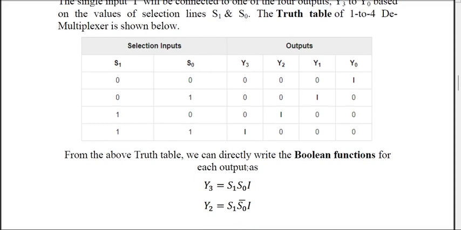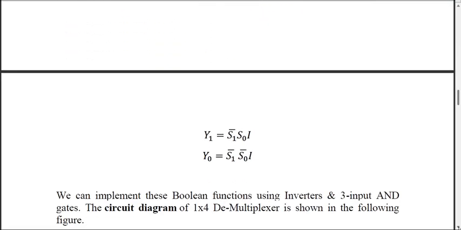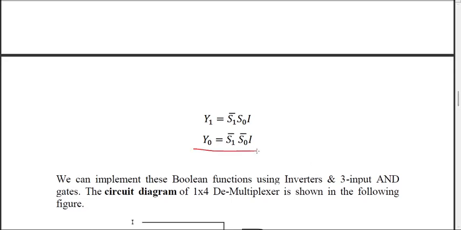So the Boolean expression can be written as: y3 will be high only when S0 and S1 are high, so y3 equals S1 S0 I, where I is the input line. y2 will be high only when S1 is high and S0 is 0, so we invert S0: y2 equals S1 S0 bar I. The second, y1, corresponds to S1 bar S0 I, and the first, y0, corresponds to S1 bar S0 bar I. If the control line is low, you have to choose the inverted line, and if it is high, you keep the value as such.